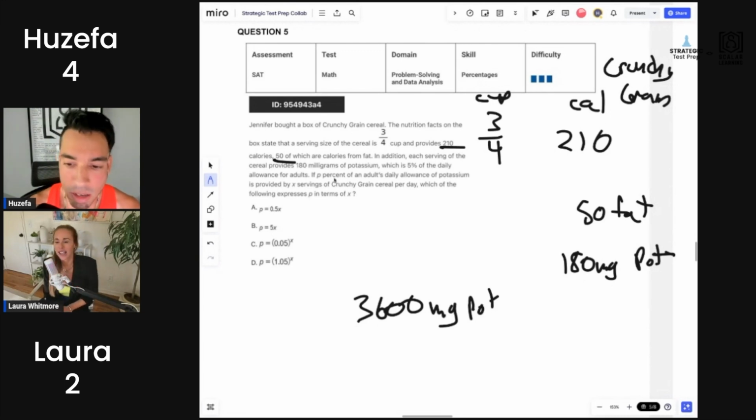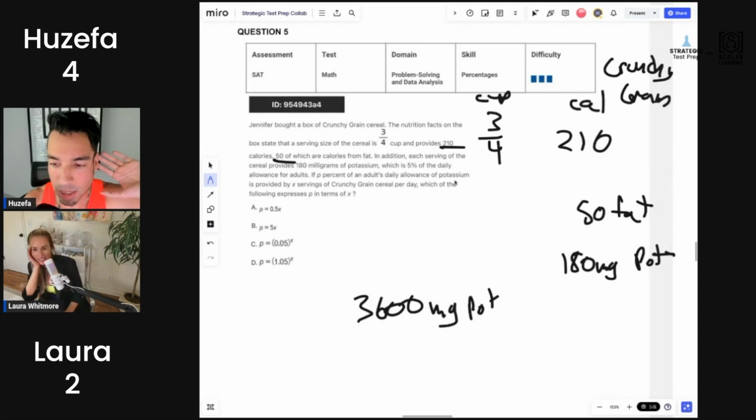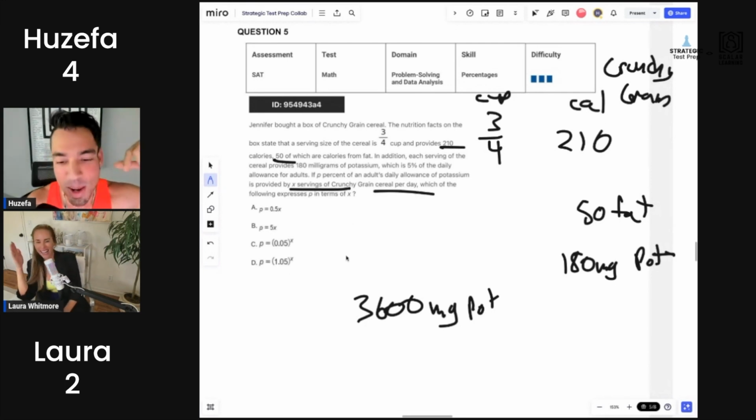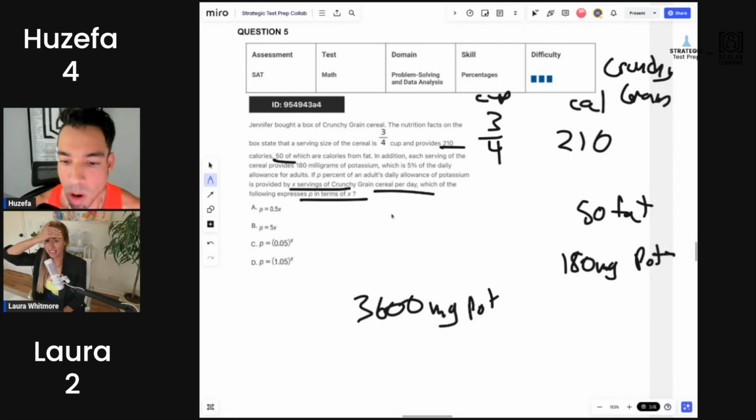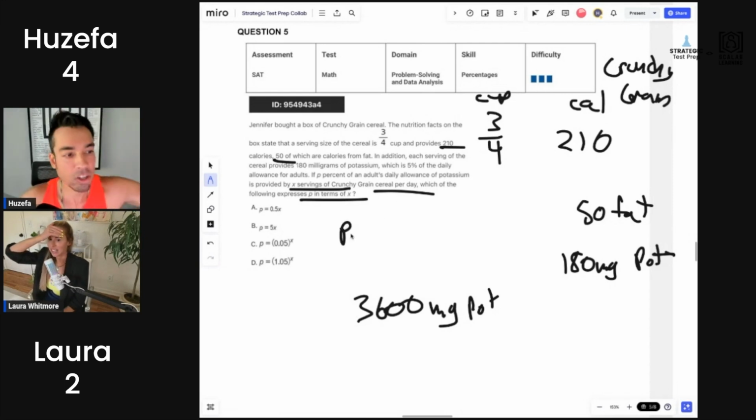Okay. And then it says if P% of an adult daily allowance of potassium. Hold on, I really have to get my head around this. If P% of an adult daily allowance of potassium is provided by X servings of crunchy grain cereal per day. Okay, I don't remember this one so well as I thought. Which of the following? Okay, I think I got it. So here's the deal. If we have one serving, right?